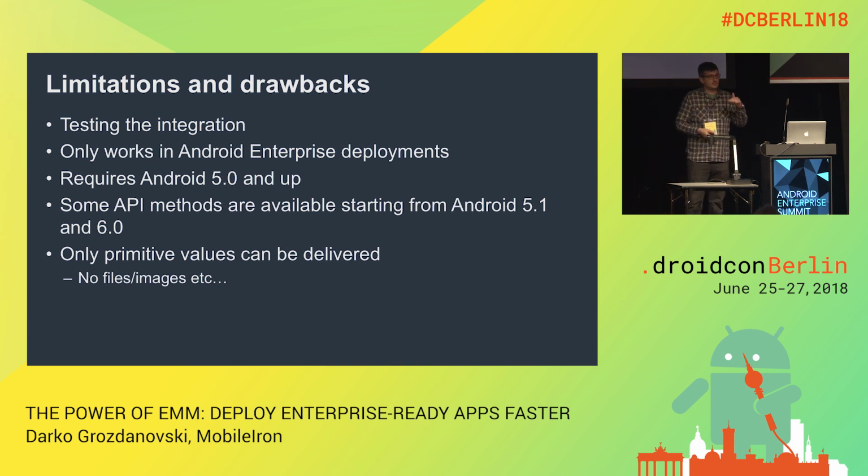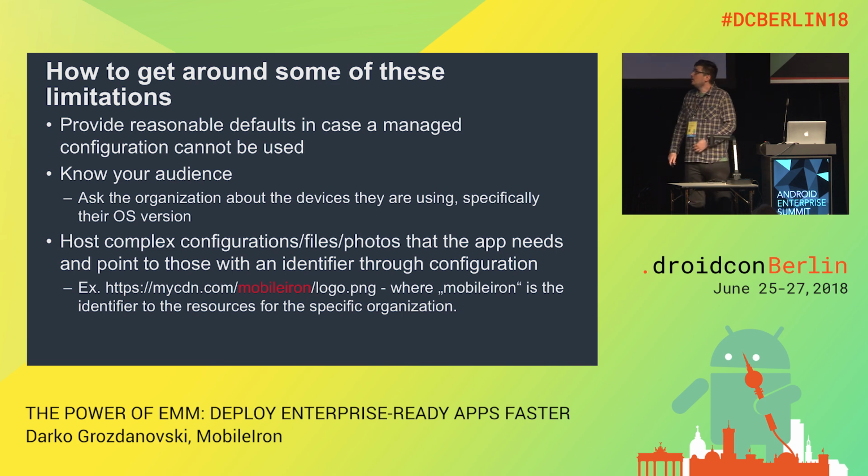We see that Android Enterprise is growing quite a lot, but there are still certain cases and certain organizations which are not using it. There are some restrictions on the APIs, and again, only primitive values can be delivered, but some of those things can be worked around. Basically, what you want to ensure before you try to do this is to know your audience. Talk to the organization, figure out what their device fleet is. Are they using Android Enterprise or not, right? You need to figure all these things out before you invest the time, and this would prove to be very helpful further along the path.